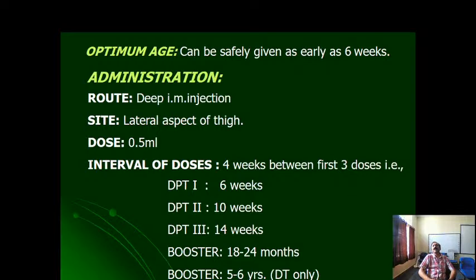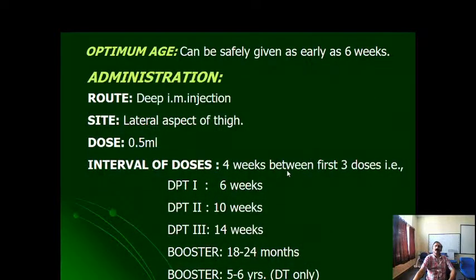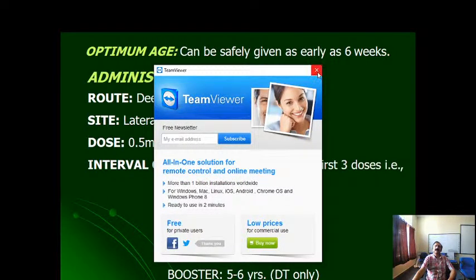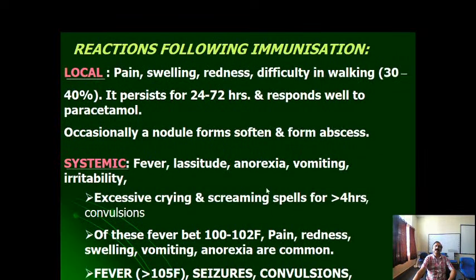The vaccine can be safely given as early as 6 weeks, and administration is intramuscular, at the lateral aspect of the thigh, 0.5 ml, with 4 weeks between the first 3 doses, that is at 6, 10 and 14 weeks. A booster is given at 18 to 24 months, and another DT booster is given at 5 to 6 years. Additional boosters are given every 10 years.